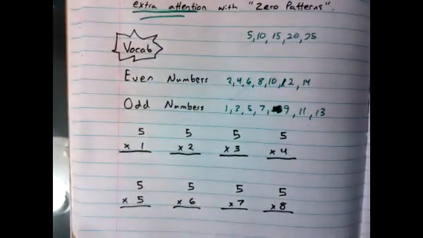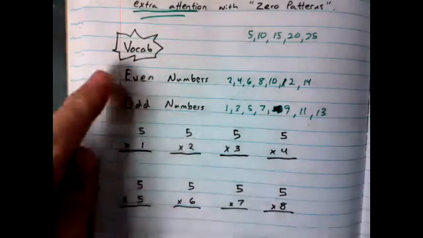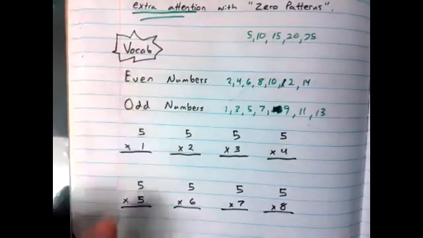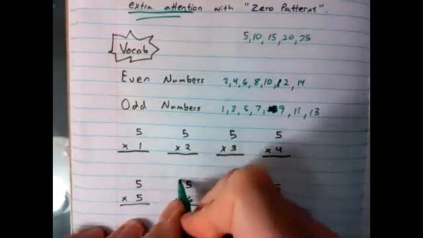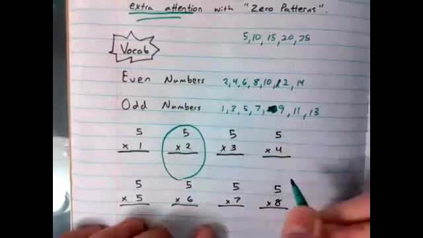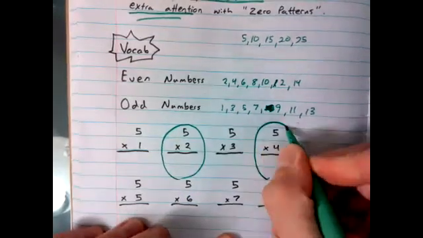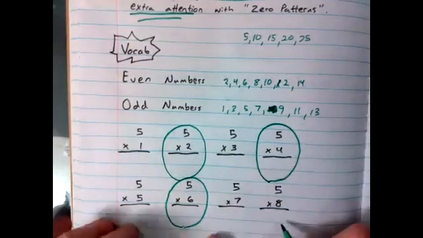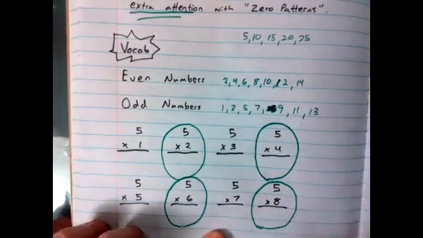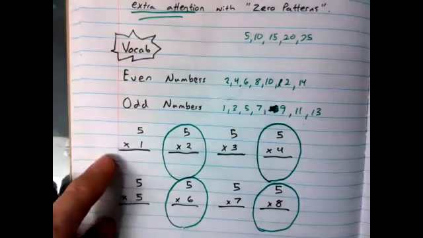Which numbers am I multiplying 5 by that are even? Which ones are even numbers? Well, I'm going to go through here and I'm just going to circle it. 2 is even. 4 is even. 6 is even. 8 is even. All right. I'll look at my odds.